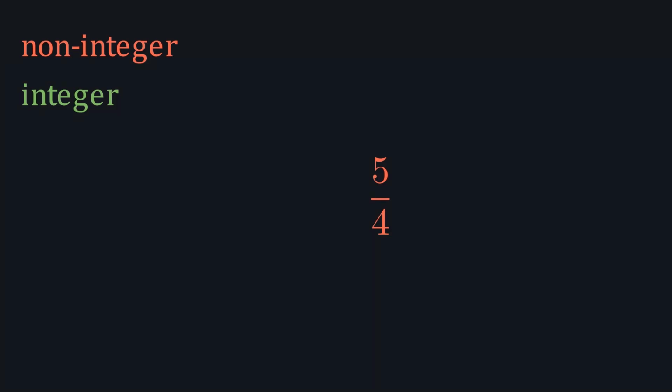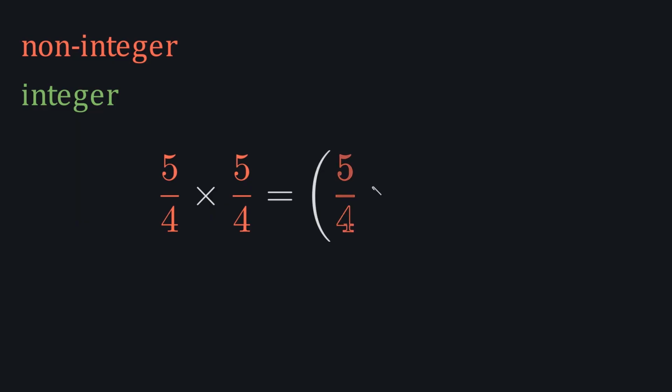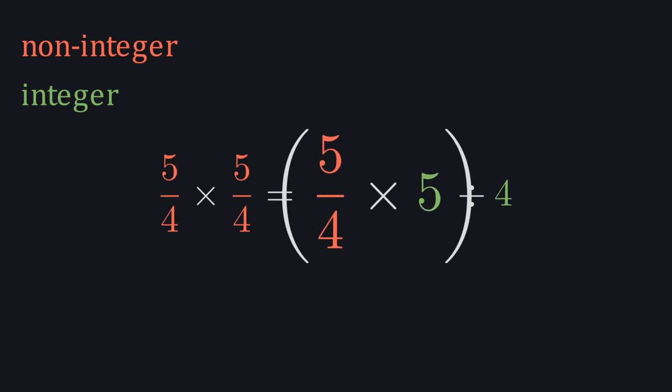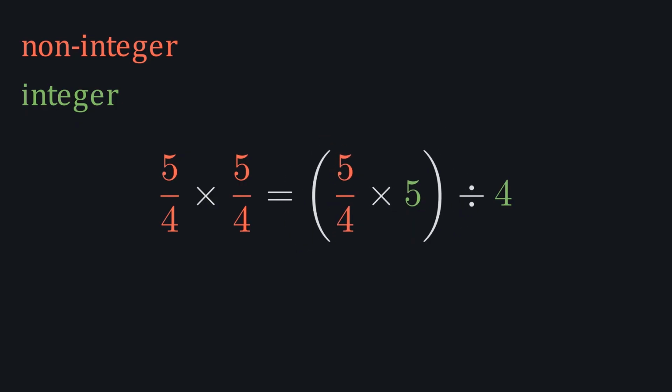5/4 doesn't simplify, which means that it's only a whole number in multiples of 4. Now we look at squaring this number. 5/4 multiplied by another 5/4, which we can also see as multiplying by 5 first, and then dividing by 4. We know already that multiplying by 5 gives us another non-integer fraction because 5 is not a multiple of 4. It can't be, because if it was, 5 quarters would have already been an integer itself.